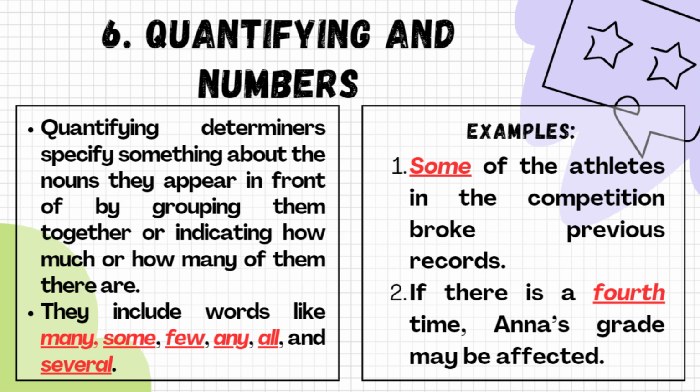Number 1. Some of the athletes in the competition broke previous records. Some indicates an unspecified quantity of athletes. And number 2, if there is a fourth time, Anna's grade may be affected. The number fourth specifies a specific quantity.